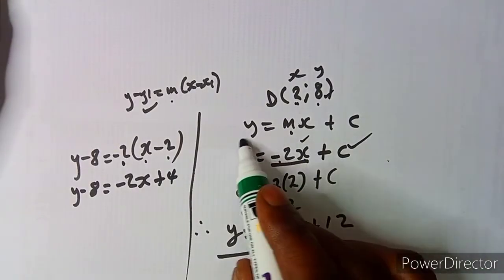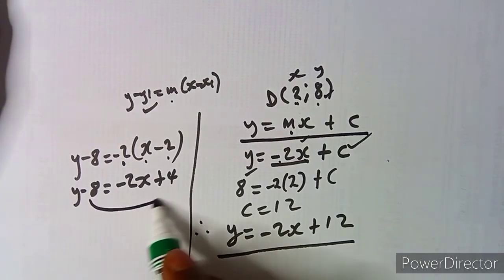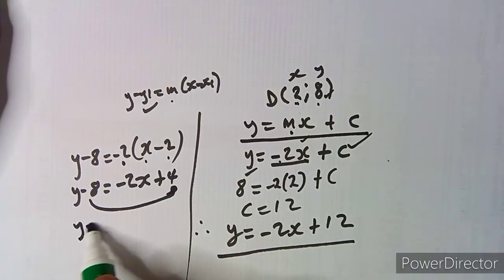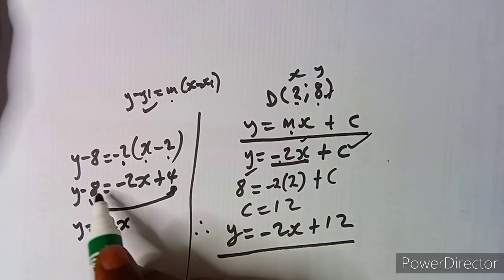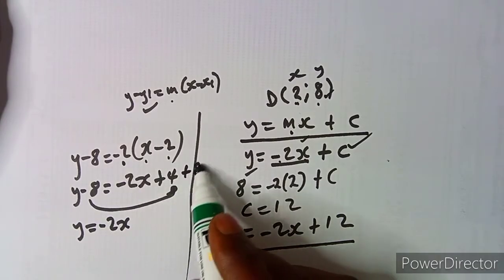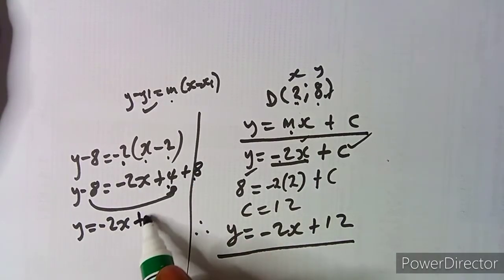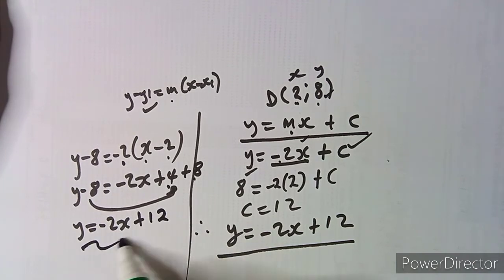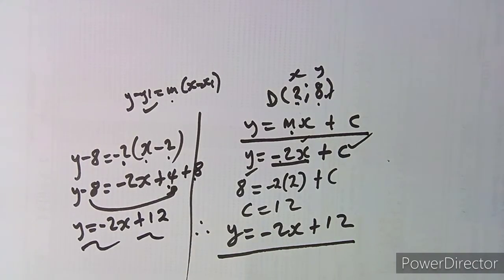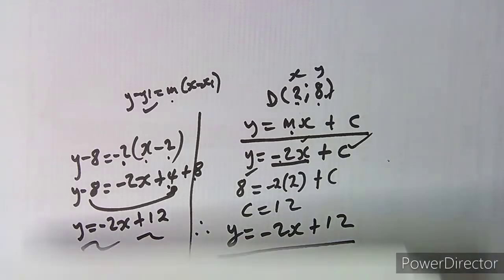So to leave our answer in this format, we have to transpose this negative 8 to this side, which is y is equal to negative 2x. Negative 8 to this side is going to add. So it's 4 plus 8, which is 12. So y is equal to minus 3x plus 12, like that. As you can see, we could have determined this in another way or another format.